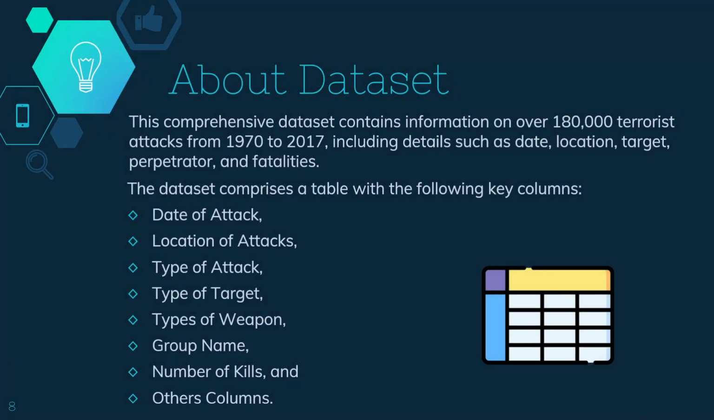So first is understanding data. The data contains the information of 180,000 terrorist attacks from the year 1970 to 2017, including the details about the date of the attack, the location of the attacks, the type of weapon used in the attacks, the type of attacks, type of target, etc.